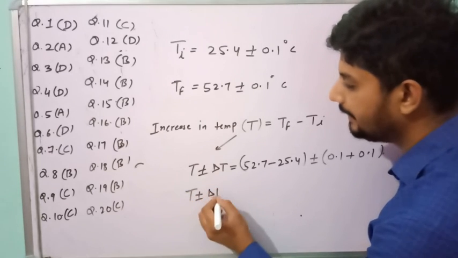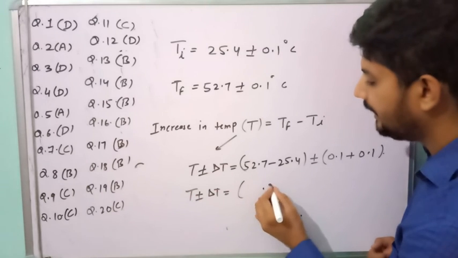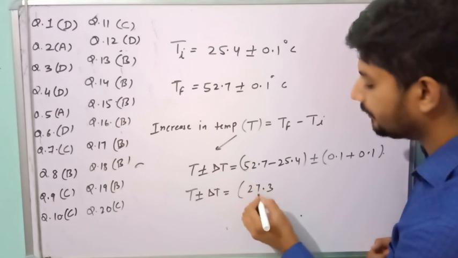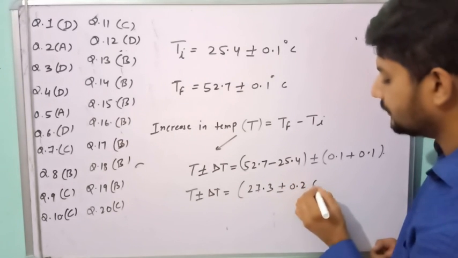Increase in temperature, I can write, this will be 52.7 minus 25.4, so this will be 0.3 and this is 27, so 27.3 plus minus 0.2, this will be your answer.